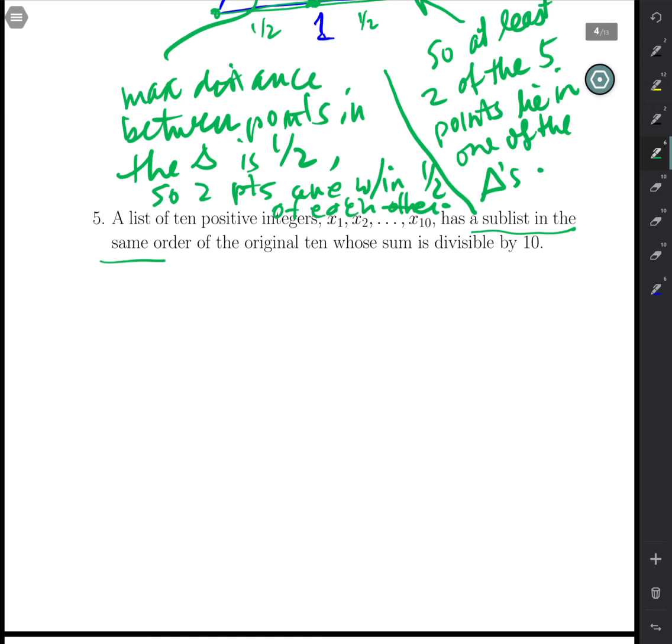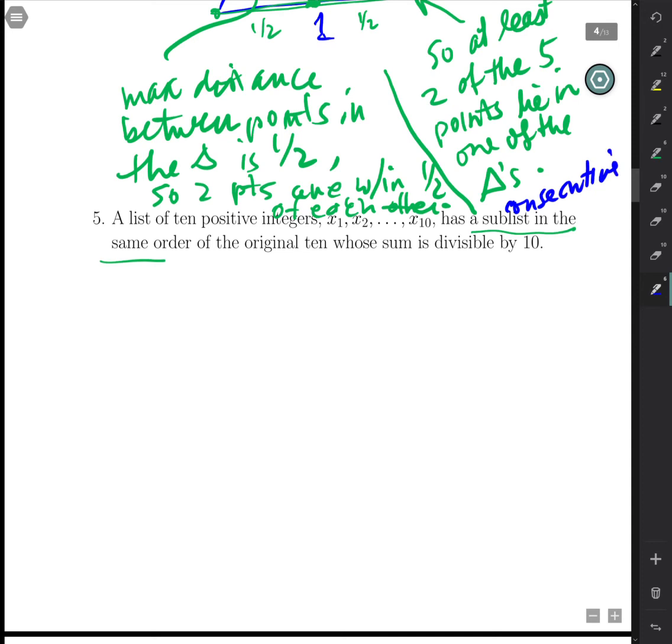In fact, the sublist can be chosen so that it's consecutive. In other words, what I'm trying to say is x2, x3, x4, x5, consecutive in the list, not just in the same order, but consecutive, as we'll see. So here's how we're going to go about it. First of all, I'm going to take all the possible sums that start at 1: x1, x1 plus x2, x1 plus x2 plus x3, through x1 plus x2 plus x3 and so on, to x10.